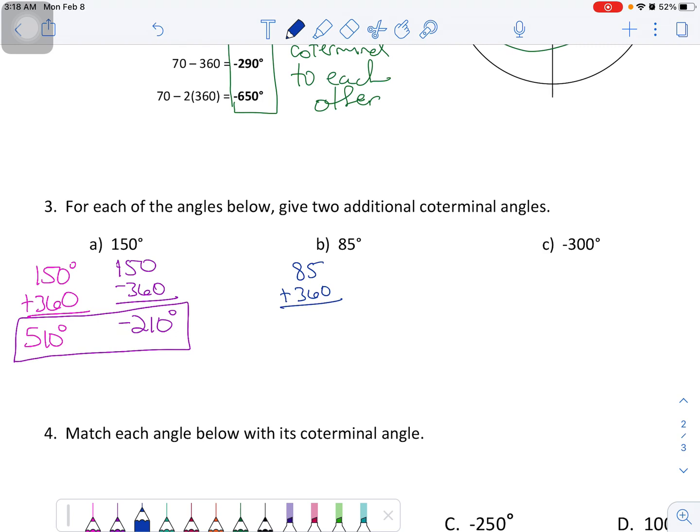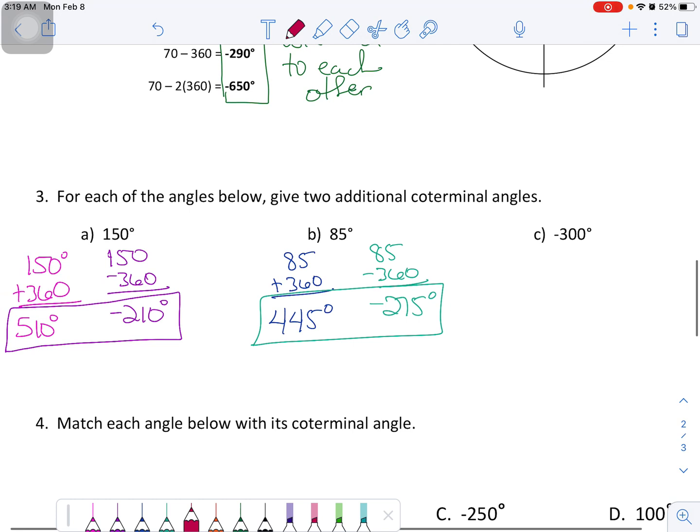So for 85, let's do 85 plus 360. So 85 plus 360 is 445. So 445 degrees. I could also take 85 and subtract 360. All right, the rotation would reverse there. I'm arguing with my calculator. So there we go, negative 275 degrees. So there's two coterminal angles for 85 degrees.